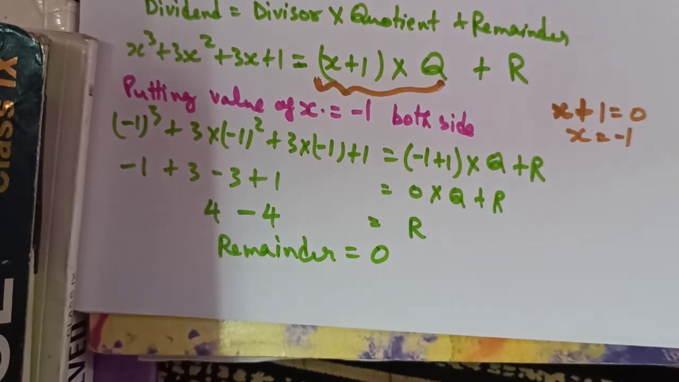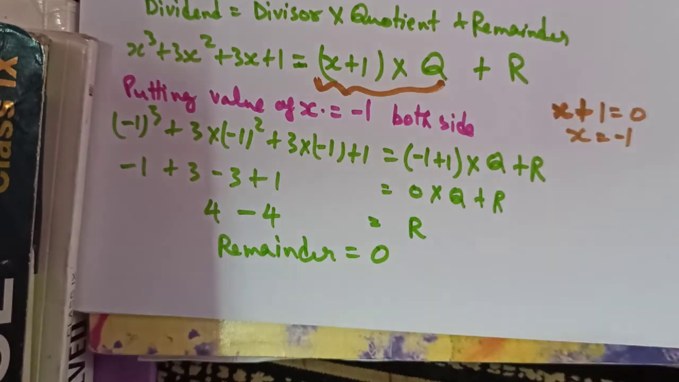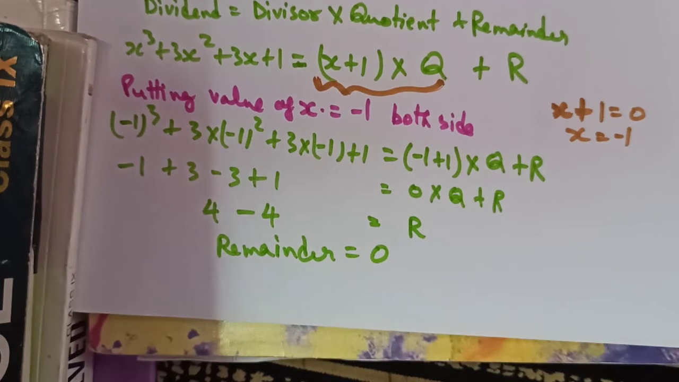Understood? These two methods we have applied for doing the same question. First we did it by the long division method, second by the division algorithm method, and the third method I will be showing using the remainder theorem. We will do all the other parts of this question number 1, that is 1, 2, 3, 4, 5, by the remainder theorem, because that is the easiest and most convenient method.